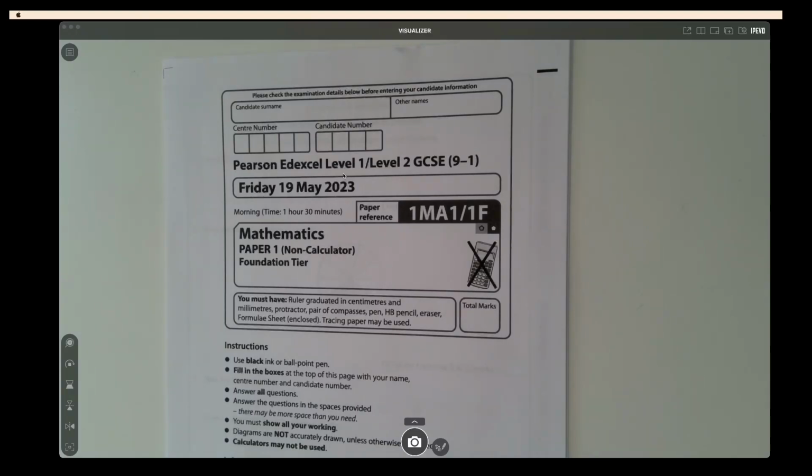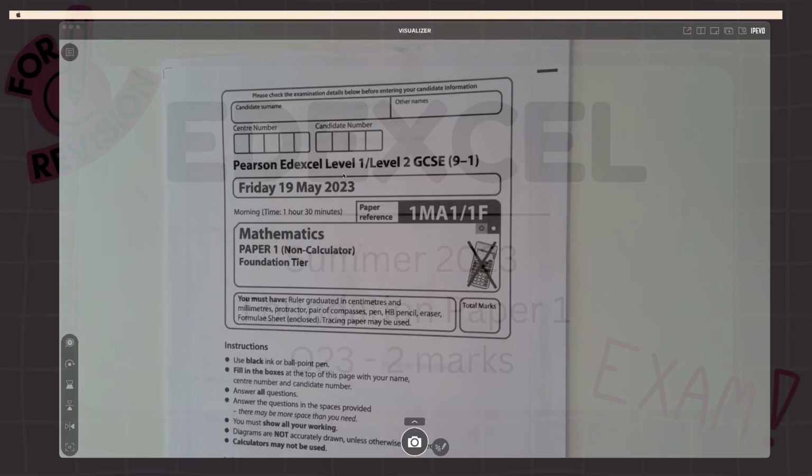Edexcel Paper 1 is non-calculator, so a calculator cannot be used. A little disclaimer: there may be more than one way to answer a question. The methods shown in this video are not the only way some mathematical skills can be applied. Okay, let's get started.